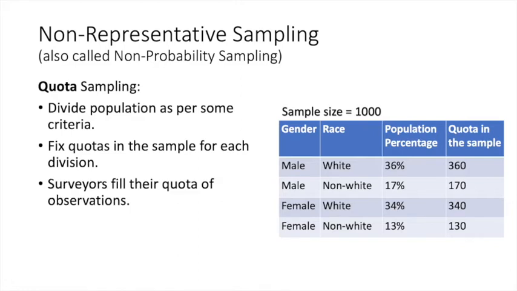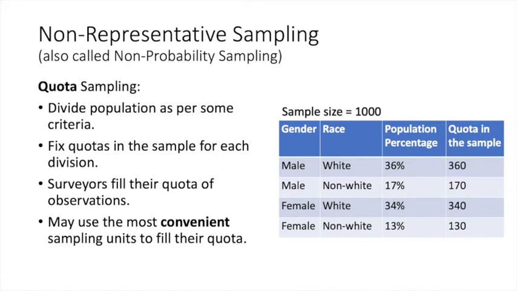And that's where the problem lies. For example, the surveyors may go to one place where white males typically hang out and complete all their observations from there. Or they may only contact people on the street who look helpful. Clearly, the sampling units are thus not chosen randomly, and hence the sample is a non-representative or a non-probability sample.